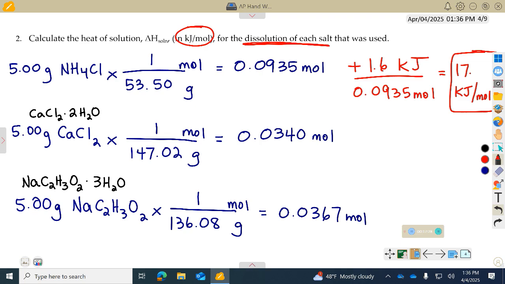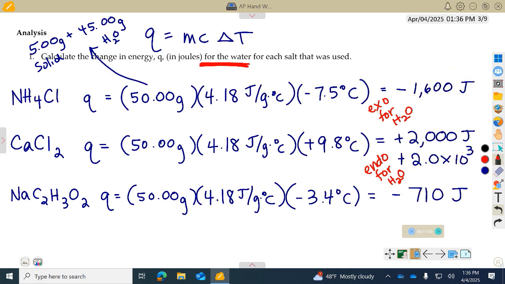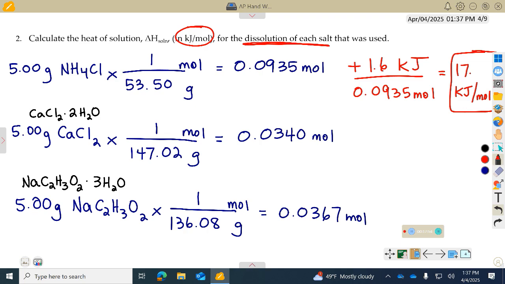All right, we keep going. So the calcium chloride, the water temperature went up. So the water was absorbing about 2,000 joules of heat. Well, it must mean then that the dissolving process was exothermic. So I'm going to change this to kilojoules and flip the sign in reference to the dissolving process. So now this is going to become negative 2 kilojoules divided by my moles.